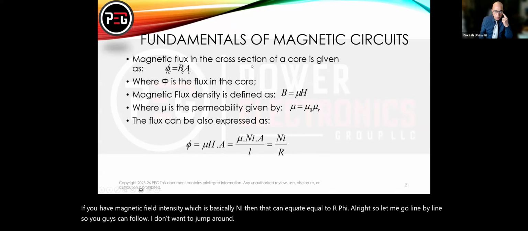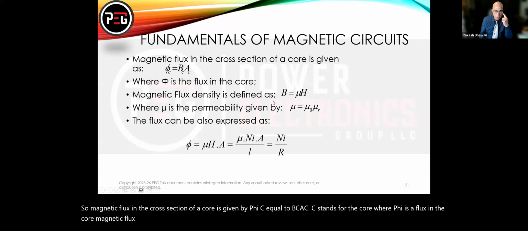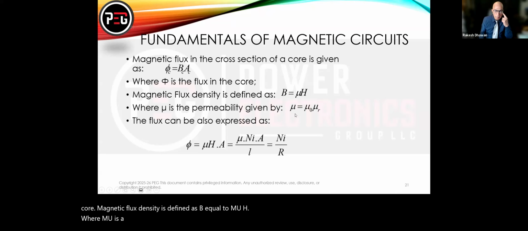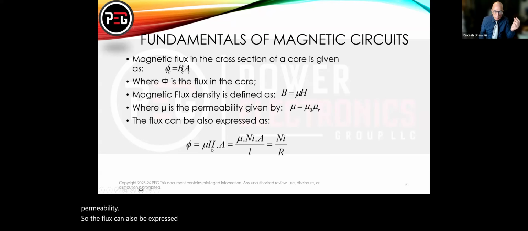So the magnetic flux in the cross section of a core is given by phi c equal to Bc Ac. C stands for the core, where phi is the flux in the core. Magnetic flux density is defined as B equal to mu H, where mu is the permeability, given by mu equal to mu zero mu r. Mu zero is the permeability of air, and mu r is the relative permeability. So the flux can also be expressed as phi equal to mu H times A, which is equal to mu times Ni times A divided by L, and then it is equal to Ni by R.